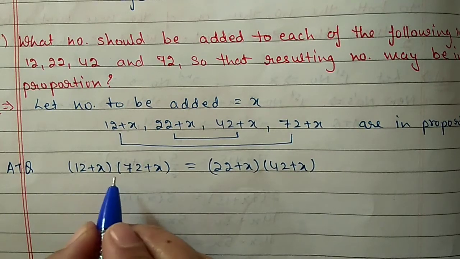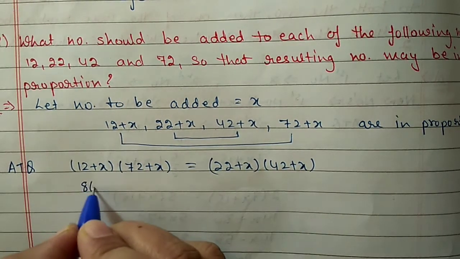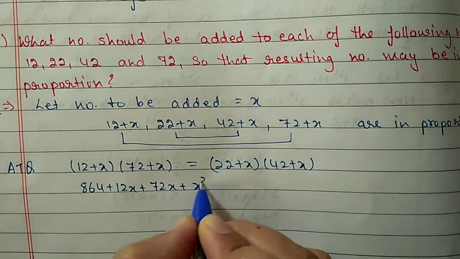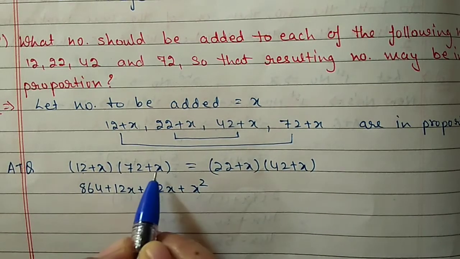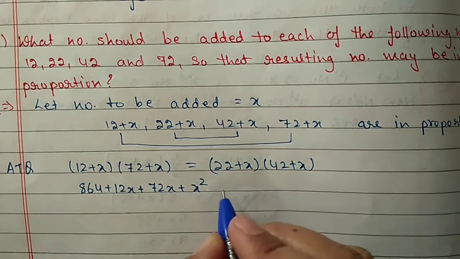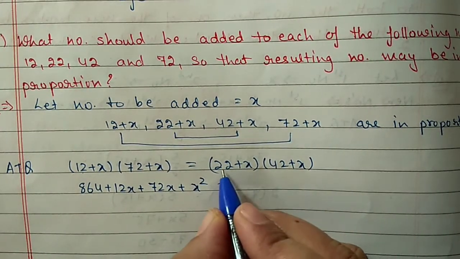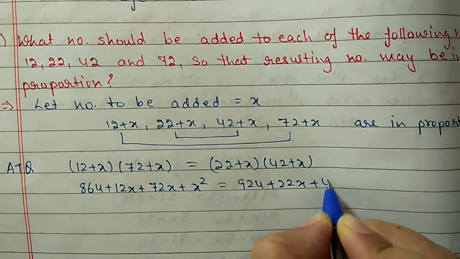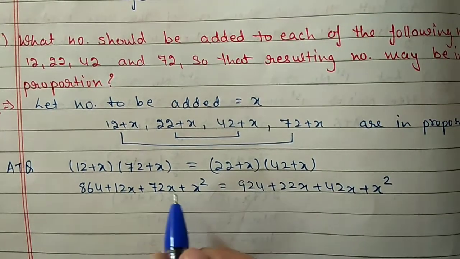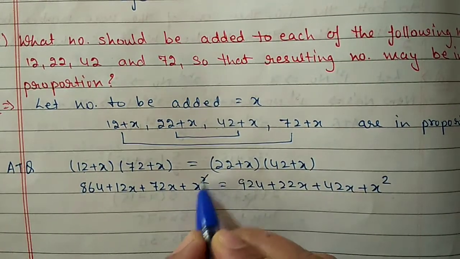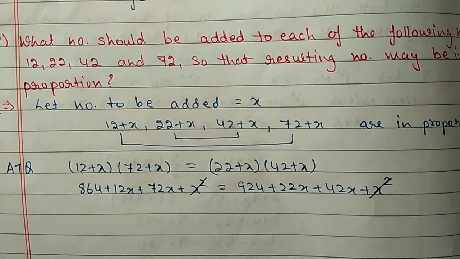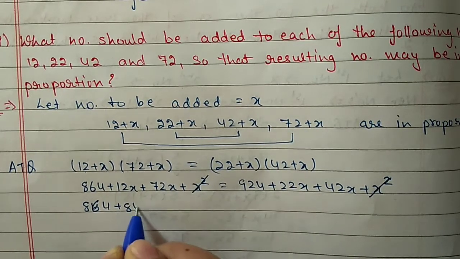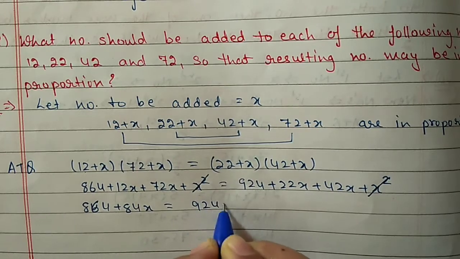Now we can multiply 12 into 72 will become 864 plus 12x plus 72x plus x square. First 12 into 72, then 12 into x, x into 72 and x into x. Similarly this side also, 22 into 42, 924 plus 22x plus 42x plus x square. So x square is the same here and on this side also, so it will cancel out. Now 864 plus 84x is equal to 924 plus 64x.